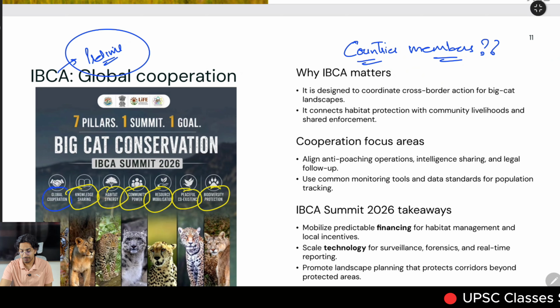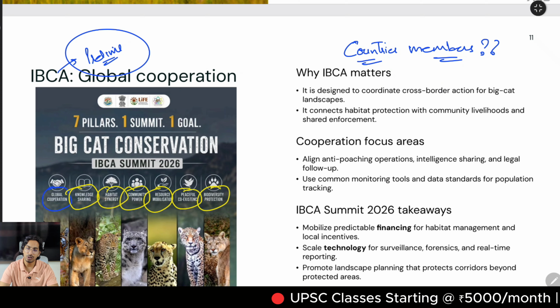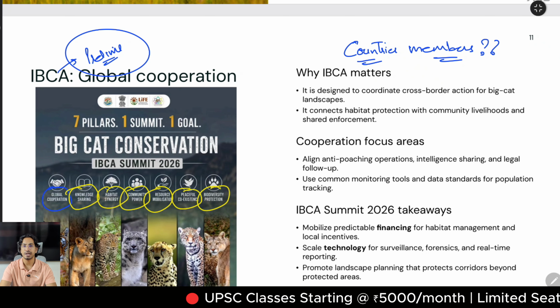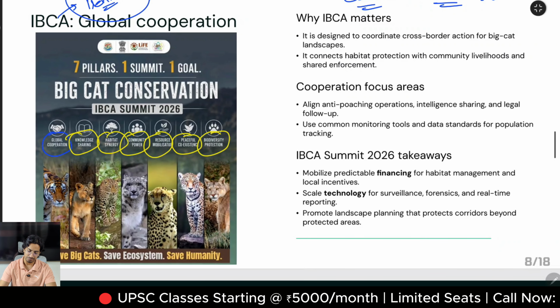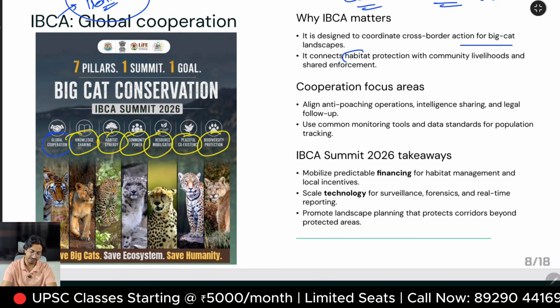Along with that, you can even read Project Snow Leopard, Project Tiger, Project Elephant, all the things which are covered in your environment and can be asked in prelims and mains directly. So let's see what it says.